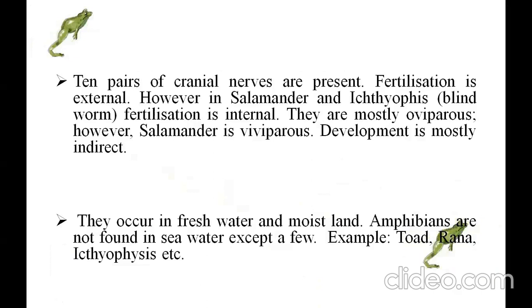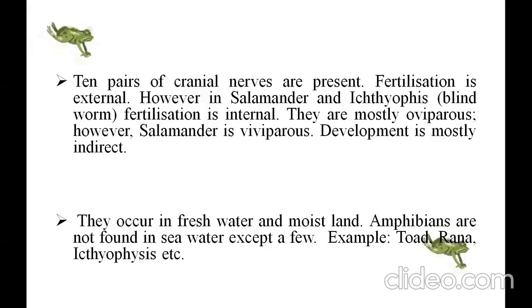Fertilization is external. They lay the eggs in the external environment or in the water. However, in salamanders and ichthyophis, that is the blind worm, fertilization is internal. And mostly the organisms are oviparous. And salamander is different. They have the viviparous method of reproduction. Development is mostly indirect.